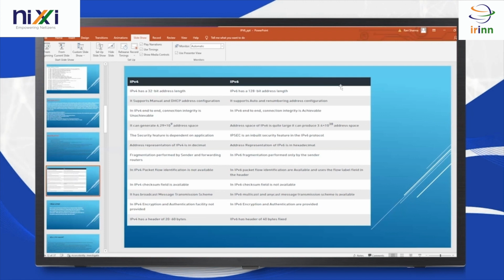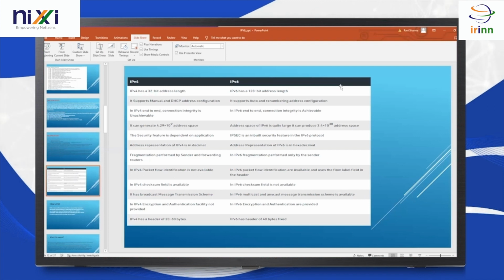In IPv4, packet flow identification is not available, but in IPv6 it is, and we can use the flow label field in the header. In IPv4, the checksum is available, but in IPv6 it's not required. IPv4 has a broadcast message transmission scheme, whereas in IPv6 multicast and anycast are available. In IPv4, encryption and authentication are not provided directly by default, but in IPv6 they are provided by default.